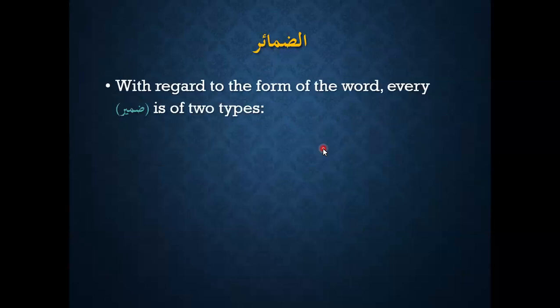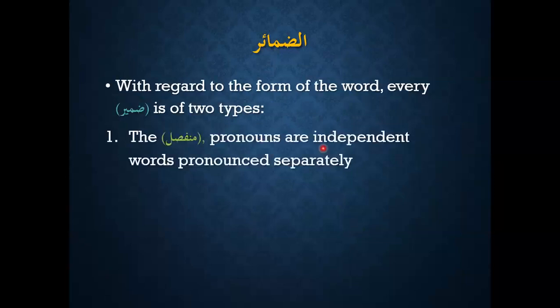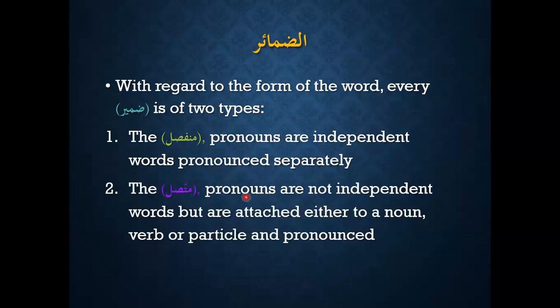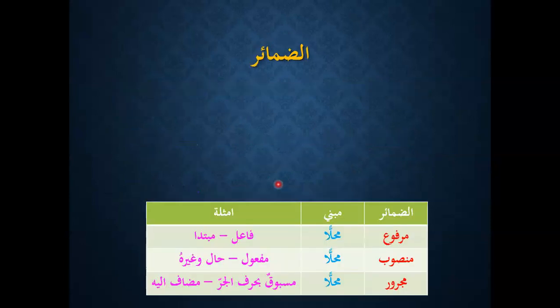So dhamir is of two types: either munfasil or muttasil. Munfasil means there is a fasl, a gap, so it is separate. Muttasil is connected; it is part of a word, attached. So attached and detached, separated.